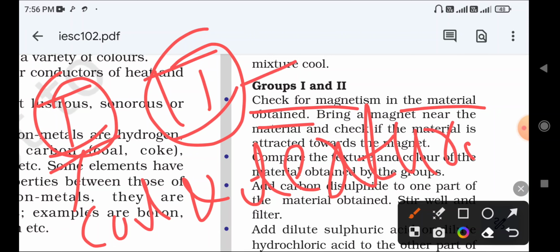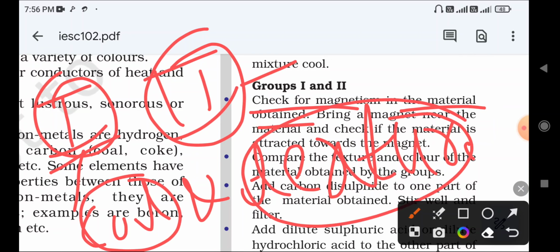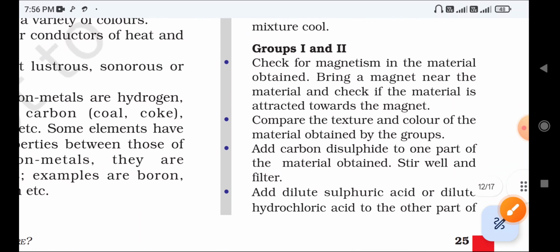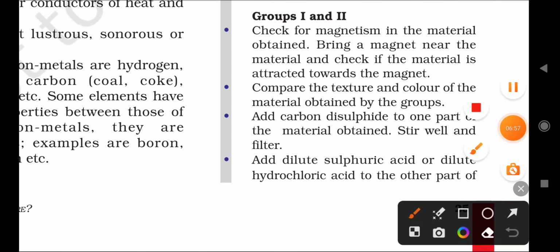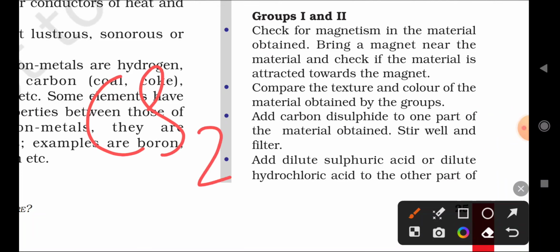Check the color and texture of group 1. Same thing, check the color and texture of group 2. You have to check what colors are obtained in both groups, and the texture of both. After that, we compare the texture and color of the first group and the second group. Then we have to add carbon disulfide to one of the groups.